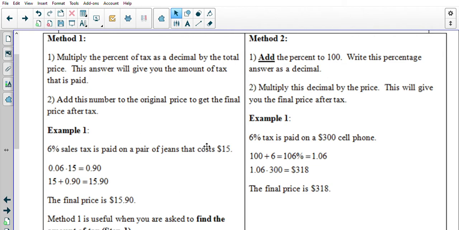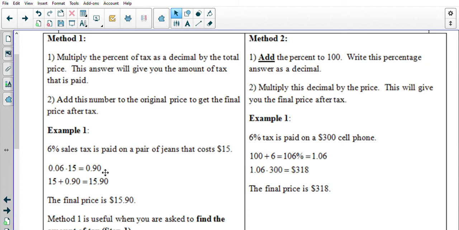So if you have a $15 pair of jeans and you're going to pay 6% sales tax, which is the percentage of sales tax we have here in PA, 6% as a decimal is 0.06, not 0.6. Times 15 is 90 cents. So you're going to pay 90 cents in tax. Add that to the $15 price of the jeans, and you will pay $15.90.